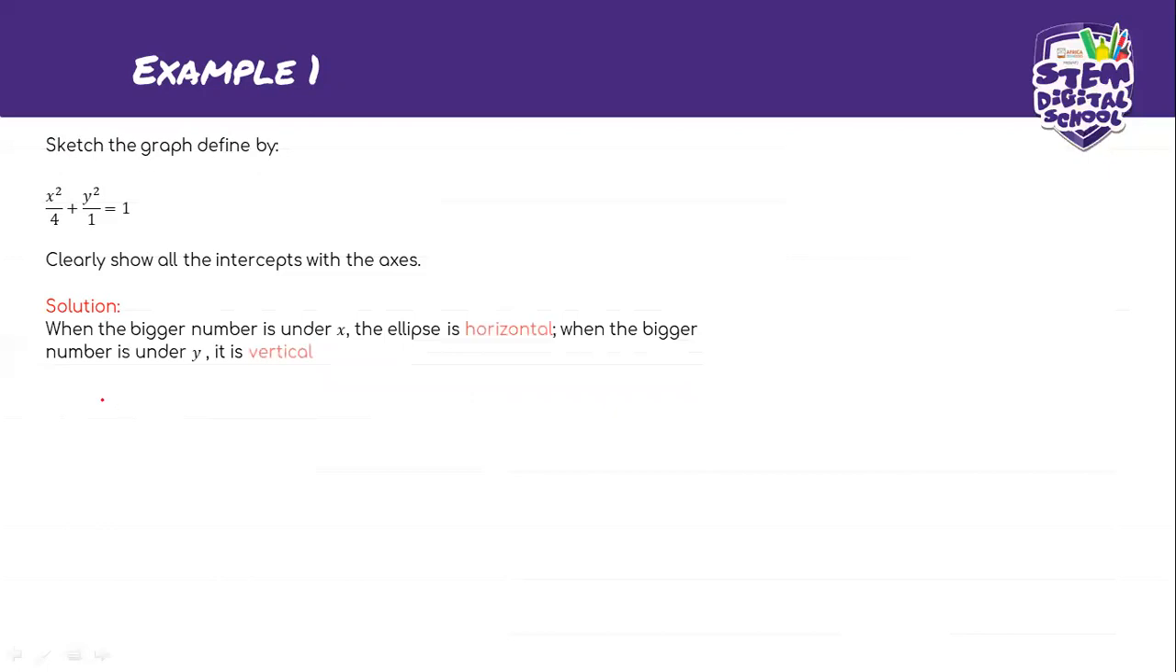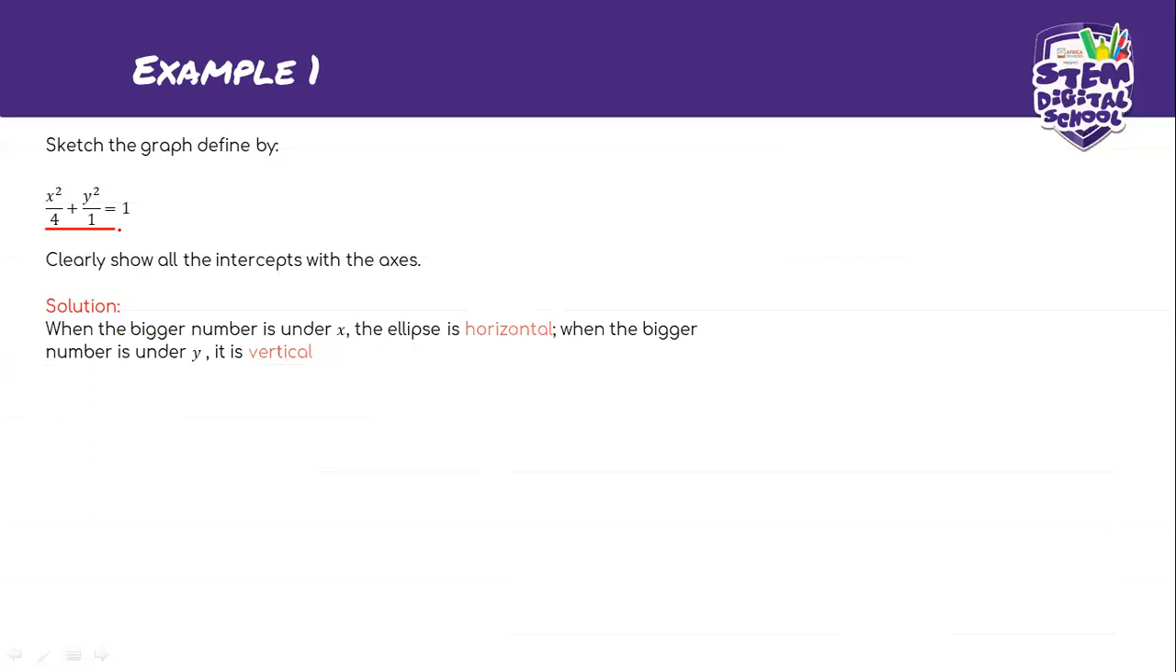Now they say when the bigger number is under x, the ellipse is horizontal, and when the bigger number is under y, it is vertical. Right? You remember from the previous slide, we had two examples of ellipse, the one which is horizontal and the one which is vertical, right? But for this one, we don't know whether it's going to be vertical or horizontal. But how are you going to know that? It says when the bigger number is under x, the ellipse is horizontal.